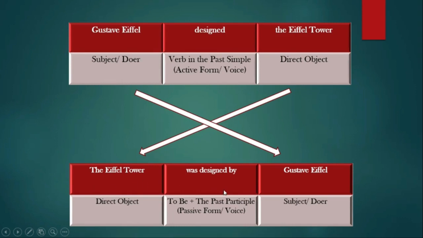But if you want to complete your sentence and mention the doer of the verb, you just say by and you mention the doer of the verb. In our case here, the doer of the verb is Gustav Eiffel. Very good. Now, let's move to the next part.